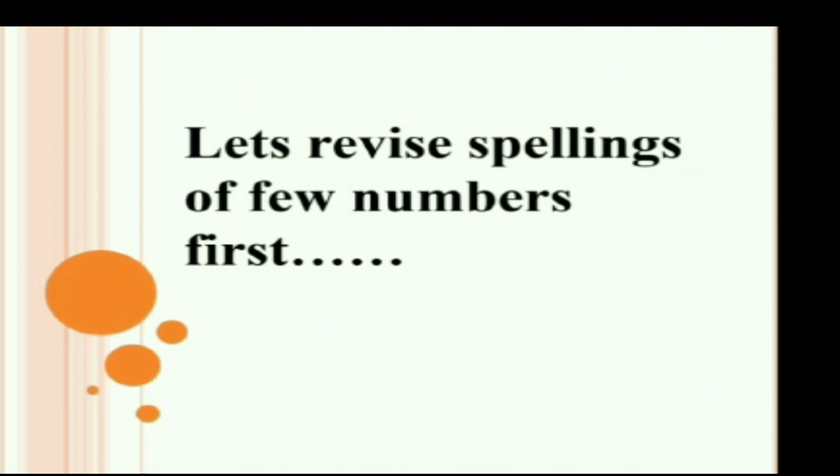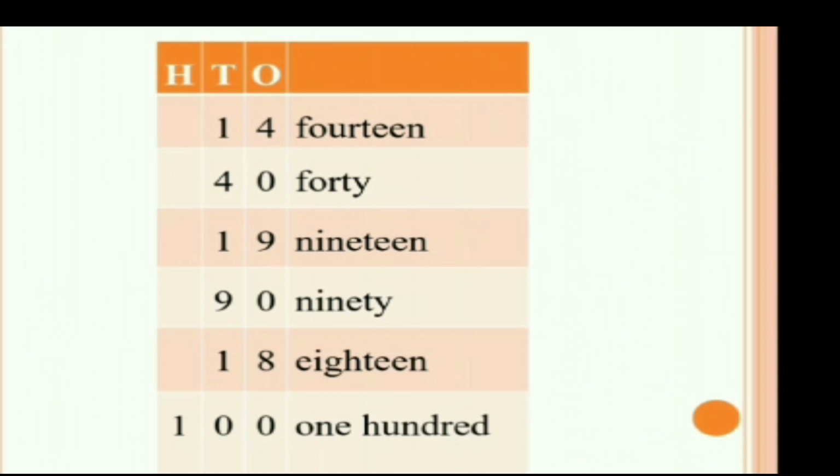Before learning about the format of writing numbers in words, we will revise spellings of a few numbers first. Students usually make mistakes while writing the spellings of 14, 40, 19, 90 and 18. First, look at the number 14. When we are saying 14, we are emphasizing 4 in it. 14, 14, 14. Therefore, when we write its spelling, we will write FOURTEEN, 14.